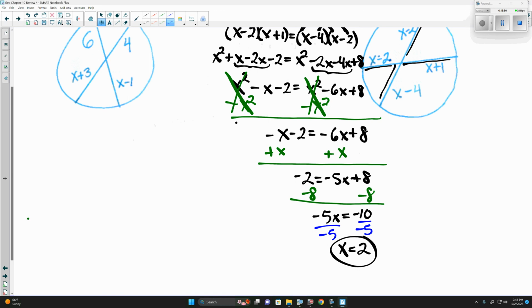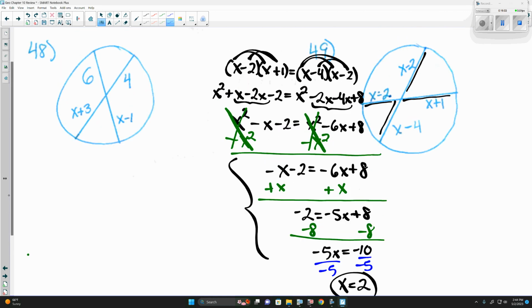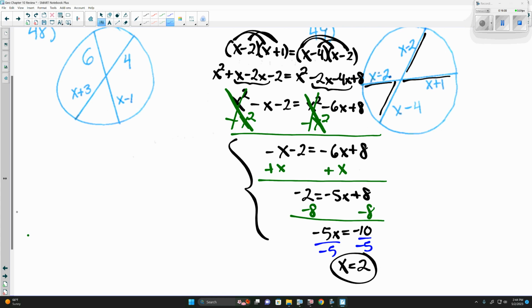Really, from this part down, there's different ways we could have gone about doing it. We could have added 6x to both sides, or we could have added 2 or subtracted 8. We just have to pick one to start with and go from there. But in the end, we should get that x is 2. It just asks for the value of x. So that's all we have to do for this here.